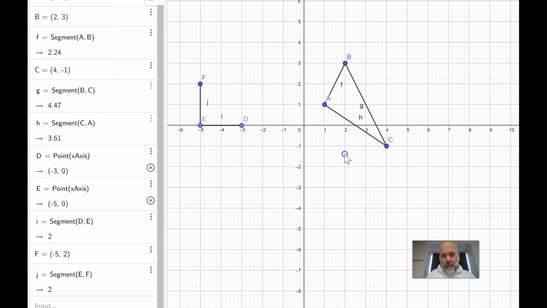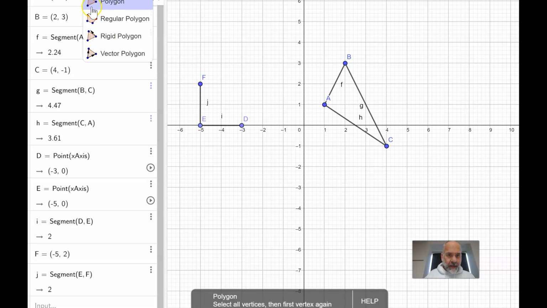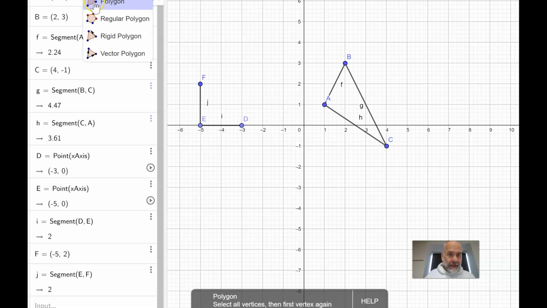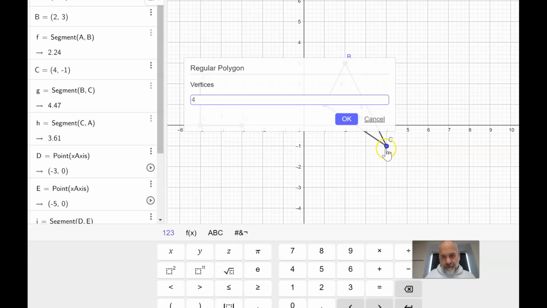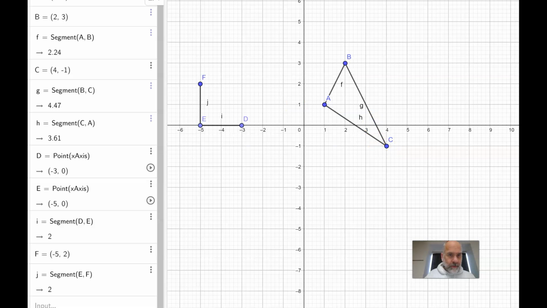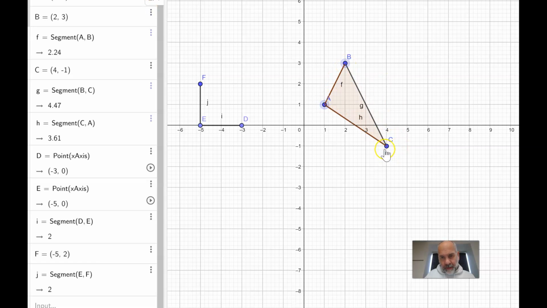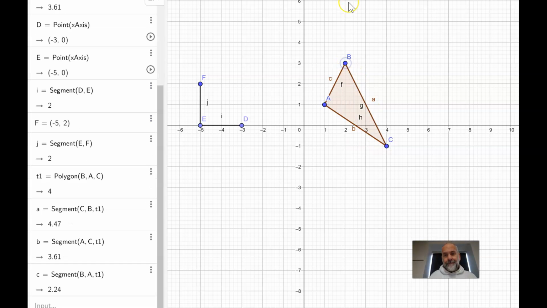All right, and now I want to rotate this object. So first I'm going to make it a polygon, not a regular polygon, and I'm going to make it one big polygon. And then back to the beginning. So I'm just going to rotate this 90 degrees.